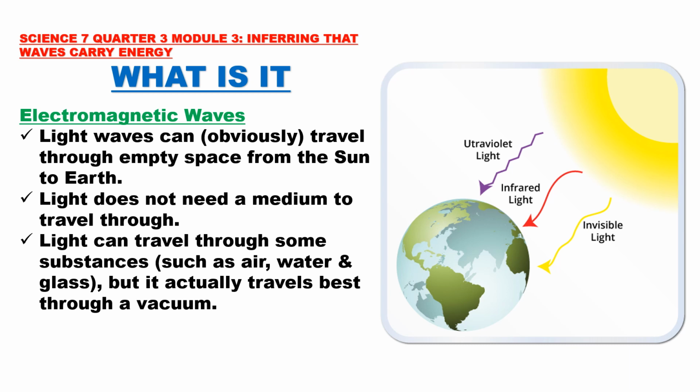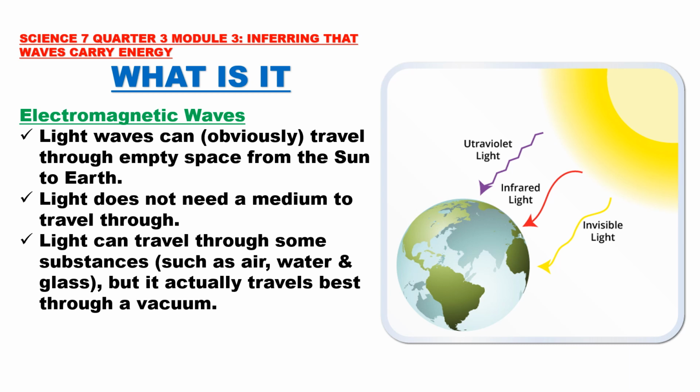Example ng mechanical wave, water wave. Ano kailangan para magkaroon ng water wave? Water. Next, sound wave. Ang sound wave ay mechanical wave. Ano kailangan ng sound wave? Kailangan niya ng air. Next, slinky wave. So, para magkaroon ng slinky wave, kailangan ng slinky. Rope wave. Para magkaroon ng rope wave, kailangan ng rope. So, pag sinabing mechanical waves, it needs a medium.